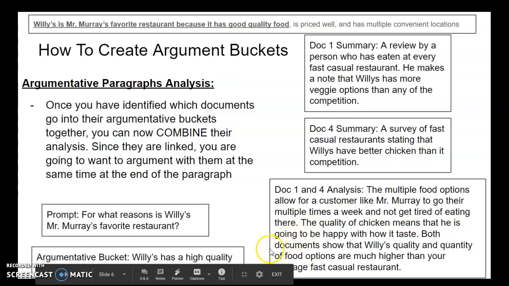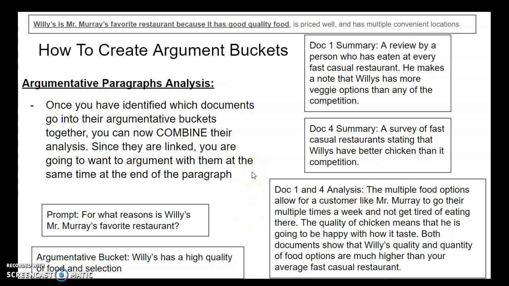Both documents show that Willie's quality and quantity of food options are much higher than your average fast casual restaurant, which is ultimately what I am trying to prove with my thesis, which is for what reasons is Willie's Mr. Murray's restaurant. I've been able to use both of these documents together. That's a document bucket, or that's an argumentative bucket. Using argumentative paragraphs, this would be perfect for your paper.